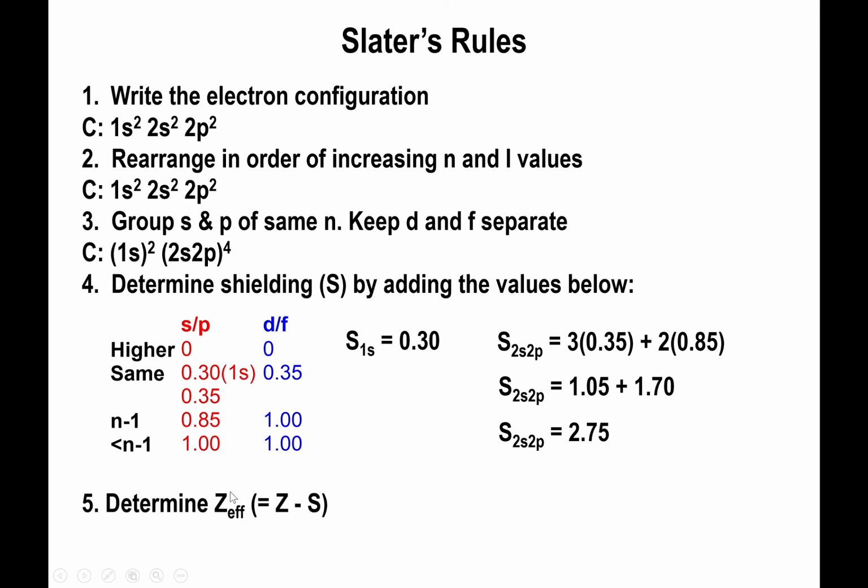And to determine the effective nuclear charge, all you have to do is subtract these numbers from the atomic number of the element. And for carbon, the atomic number is 6. So you'll subtract the 0.3 from 6 to get the effective nuclear charge of the 1s orbital. And you subtract the 2.75 from 6 to get the effective nuclear charge of the 2s2p groups. And what you find out is that you have a value of 5.70 for the effective nuclear charge of the 1s orbital and a value of 3.25 for the effective nuclear charge of the 2s2p.